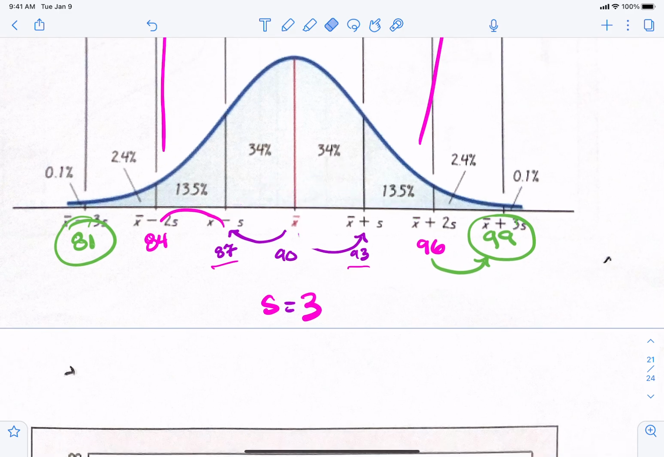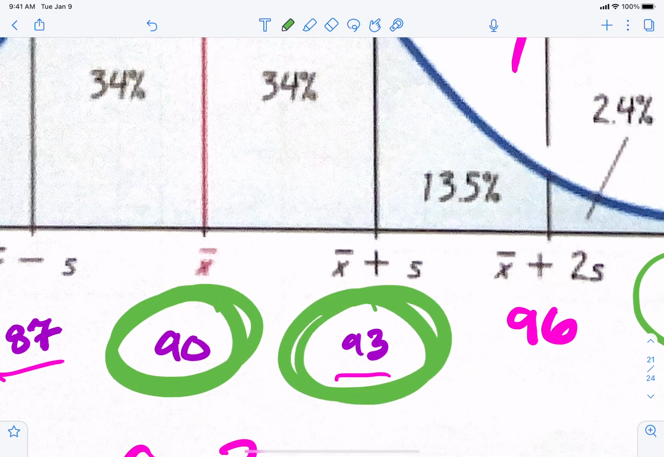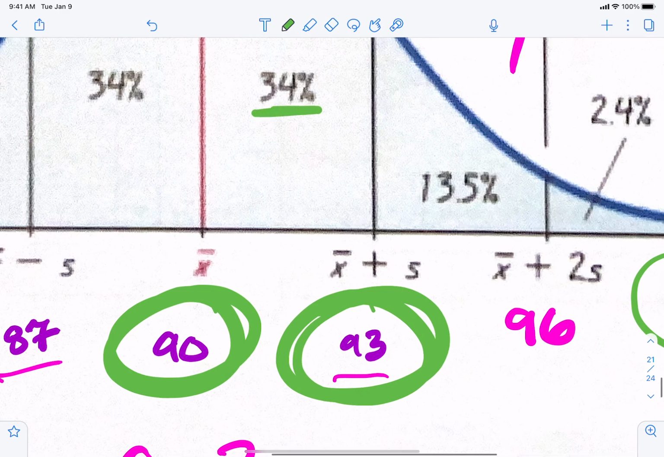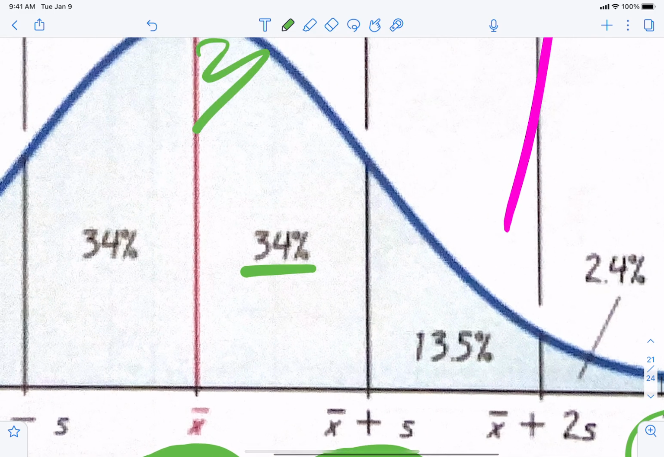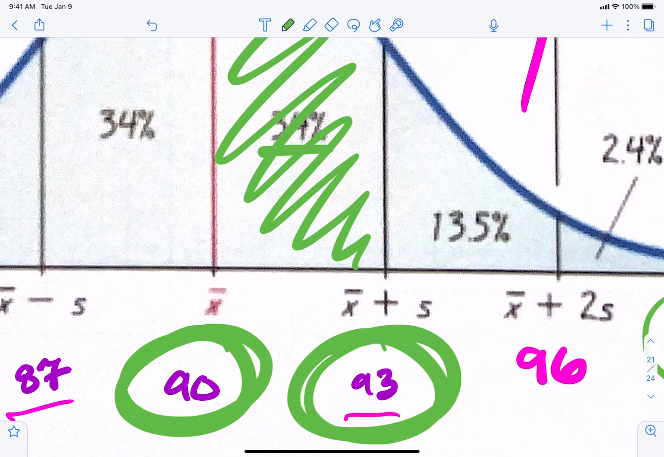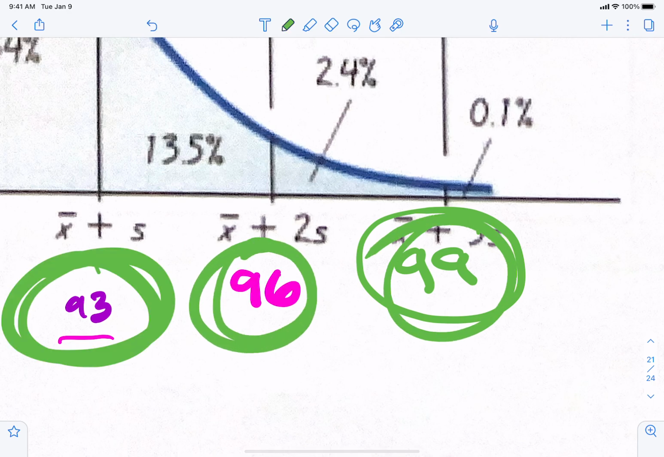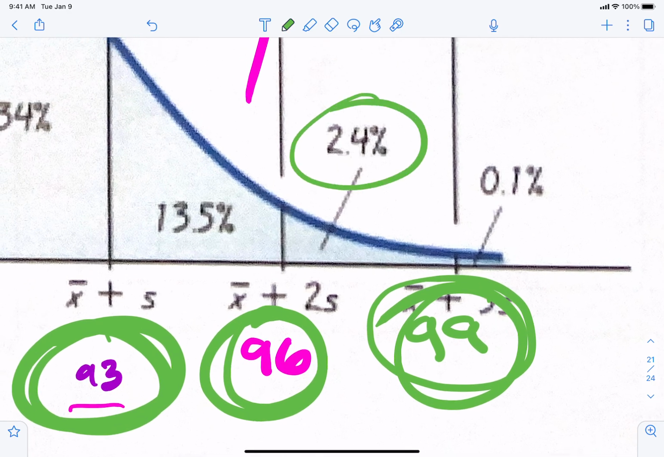All right. Now I'm going to do this, just to get our feet warmed up here. Let's say I tell you I want to know what percent of the students scored between a 90 and a 93. How many students scored between a 90 and a 93? 34. Look at that. 34. That's the percent of students. The students scoring between a 90 and a 93 is that region there, right? What percent of students scored between a 96 and a 99? 2.4. 2.4%. Does this make sense?